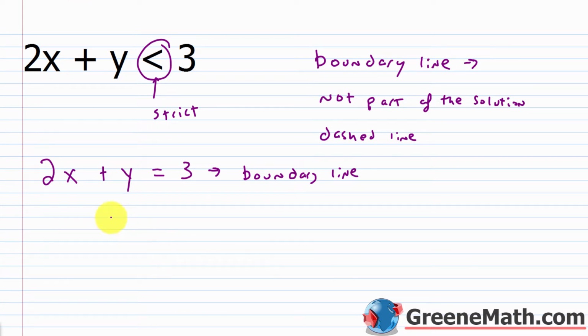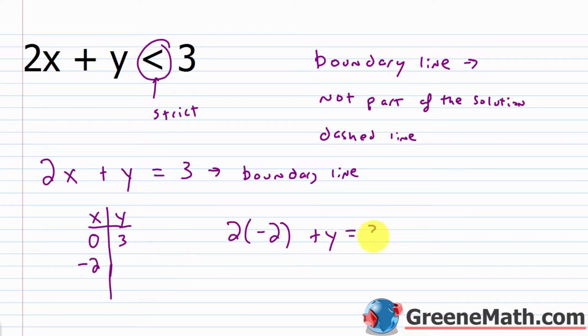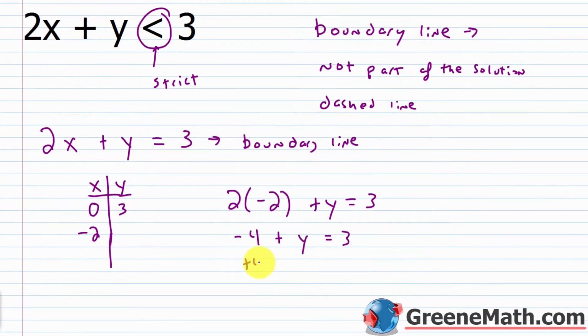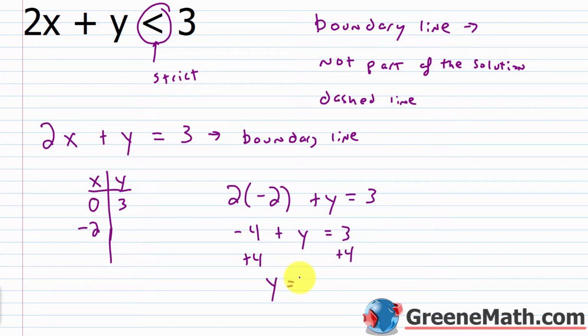Okay, so we know how to graph this. Let's get some points going. So if x is 0, y is 3. If, let's say, I don't want to use the x-intercept because that's going to give me a non-integer. But let's go ahead and say if x was negative 2, I would have 2 times negative 2 plus y equals 3. So this would be negative 4 plus y equals 3. Add 4 to each side, and I get y is equal to 7. So if x is negative 2, y is 7.